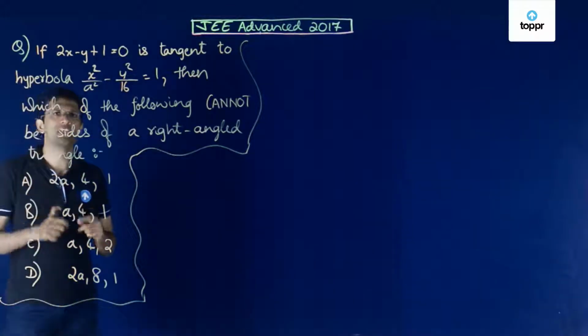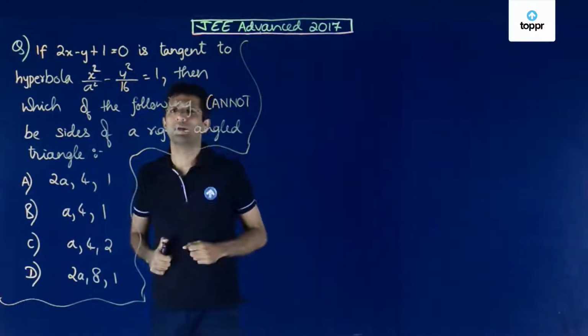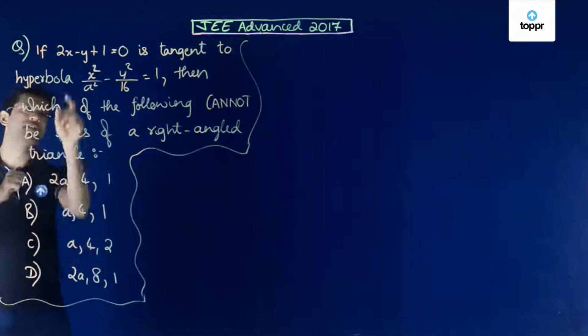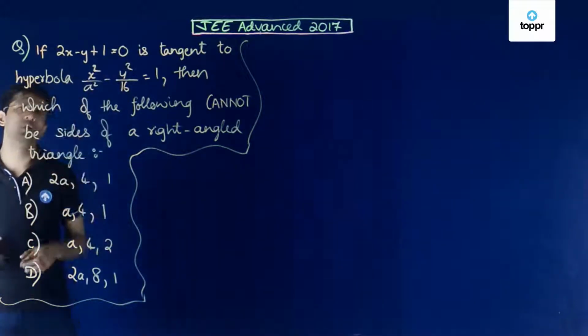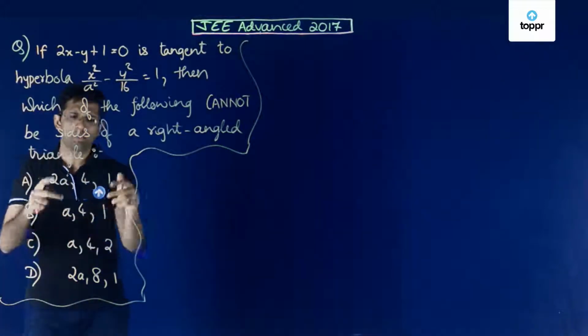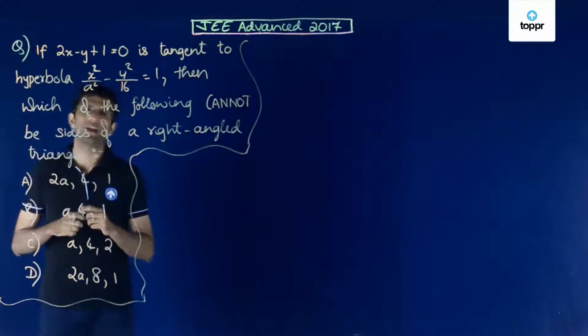So, we have been given a hyperbola x square upon a square minus y square upon 16 is equal to 1, and we've also been given the equation of a tangent to this hyperbola. The equation is 2x minus y plus 1 equals 0. And so for these given conditions, we have to check which of these three sides given to us cannot be the sides of a right angle triangle.